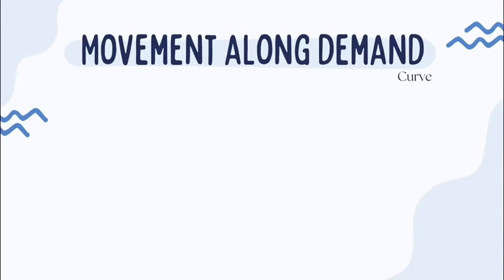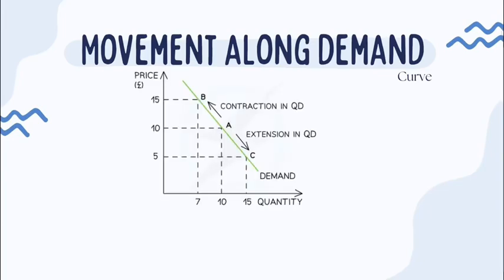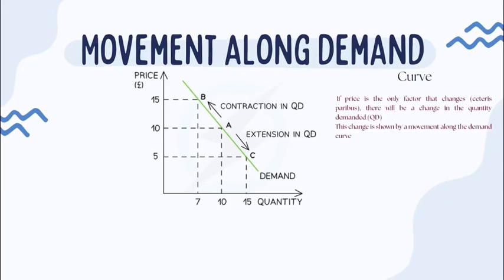What is a movement along the demand curve? A movement along the demand curve is a change in the quantity demanded caused by a change in the price of the same good. So in this case, if the price is the only factor that changes, so ceteris paribus, there will be a change in the quantity demanded. This change is shown by a movement along the demand curve.